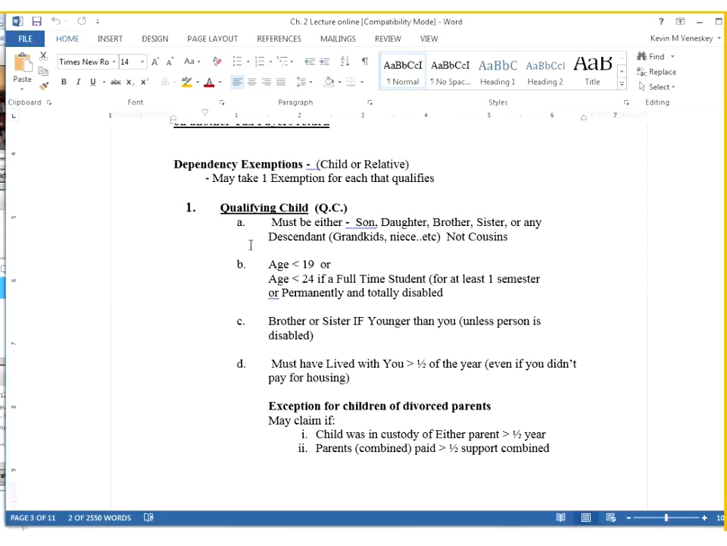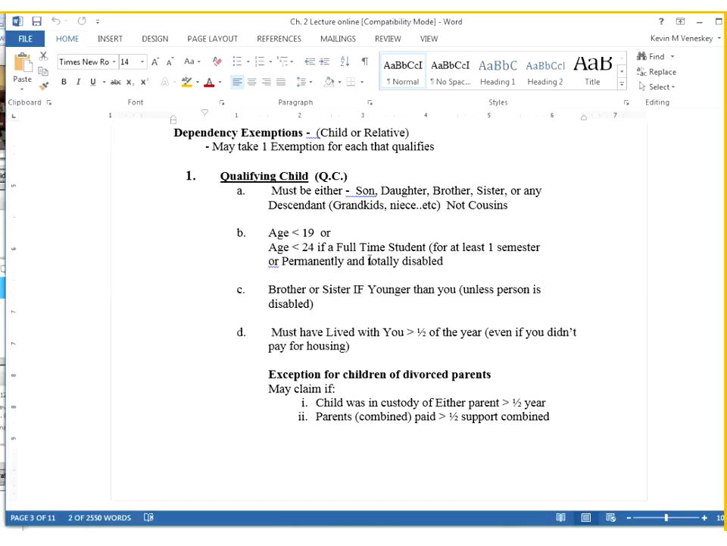Let's go down here to the qualifying child, dependent exemptions. So there are 2 different types of dependency exemptions that you can have. You can either have a qualifying child, as we'll discuss here, or qualifying relatives. Notice with the qualifying child, they do not actually have to be your biological child. For example, a brother or a sister, and we'll see in just a second, as long as they're younger than you, if you take care of them, they can count as your qualifying child.